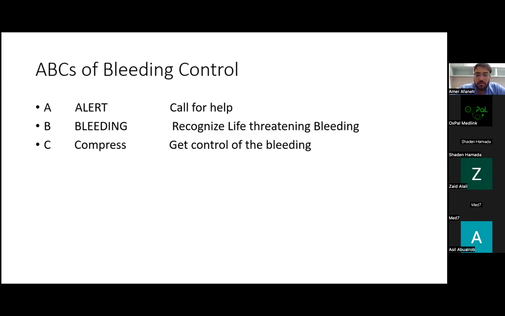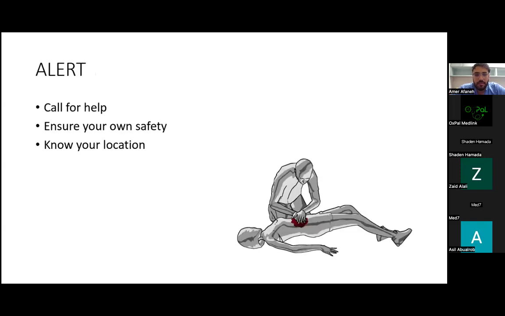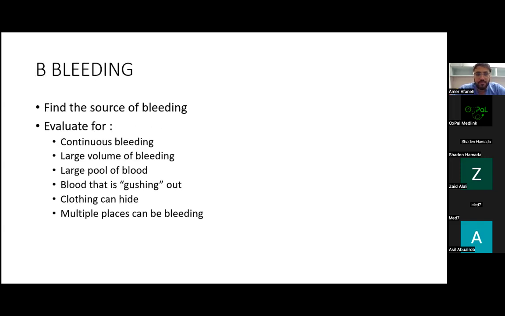And then, when you're teaching people, you have to teach them these concepts as well. So calling for help, of course, you have to ensure your own safety. It's important to know your location so people can find you. And then call for help, either using a phone or someone around, like shouting to somebody to tell them that you're going to help somebody.